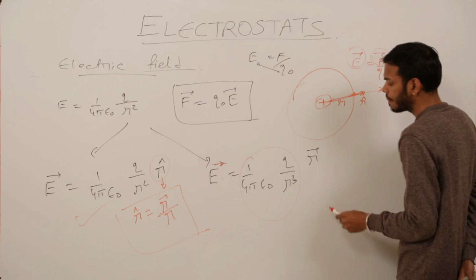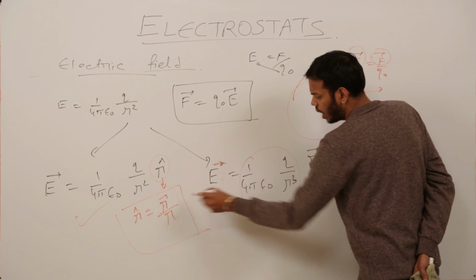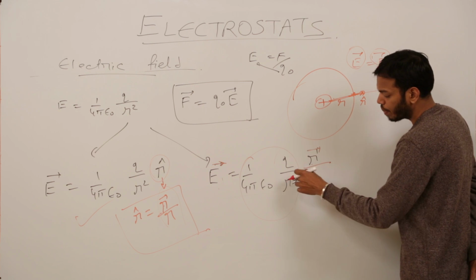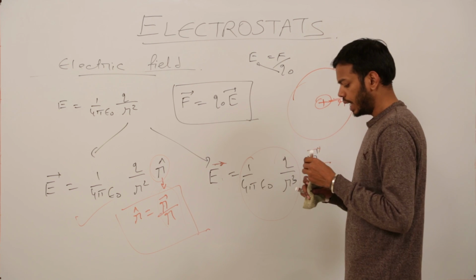This is the magnitude part. The direction r cap, that is vector r upon magnitude. Magnitude got multiplied here, so both the formulas are right.